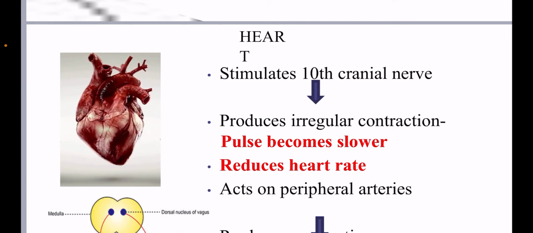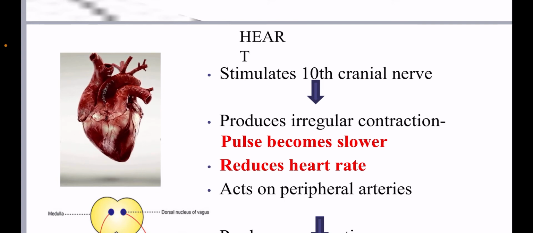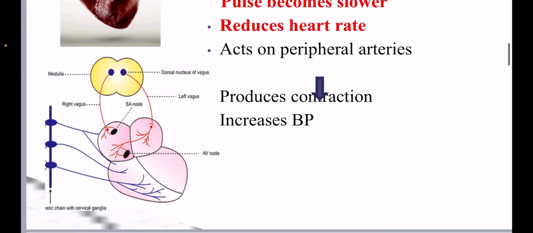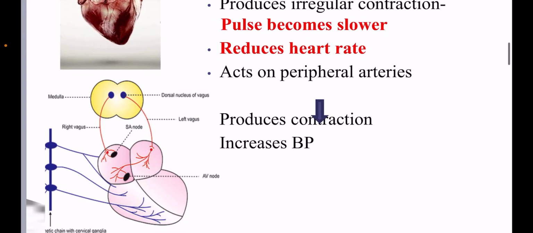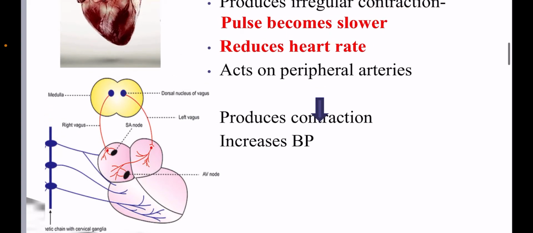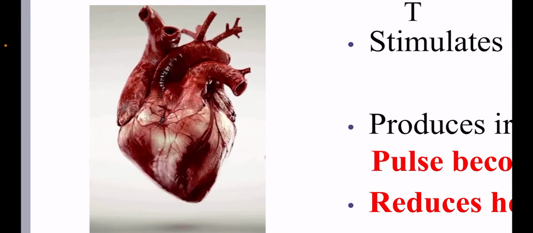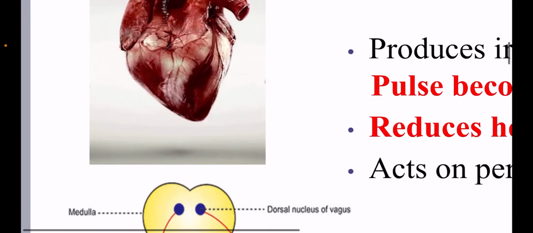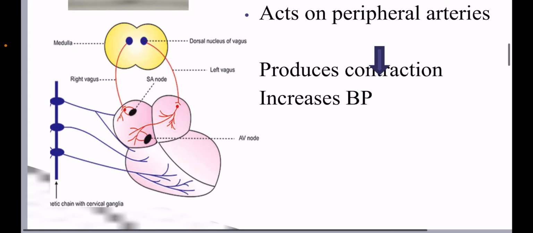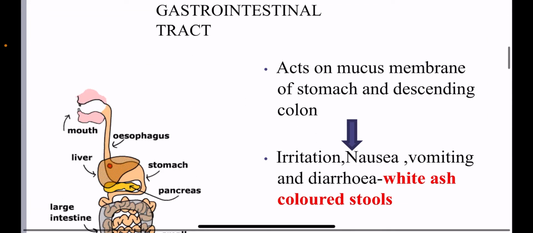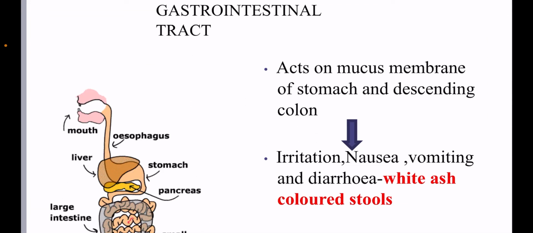Because of that, two things will reduce: the pulse will become slow, and the heart rate. Pulse and heart rate will become slow. It also acts on the peripheral arteries. It produces contraction and increases the blood pressure. You can see here, it is increasing the contraction. As the contractions are increased, the blood pressure in the arteries is also going to increase. The AV node increases contractility.